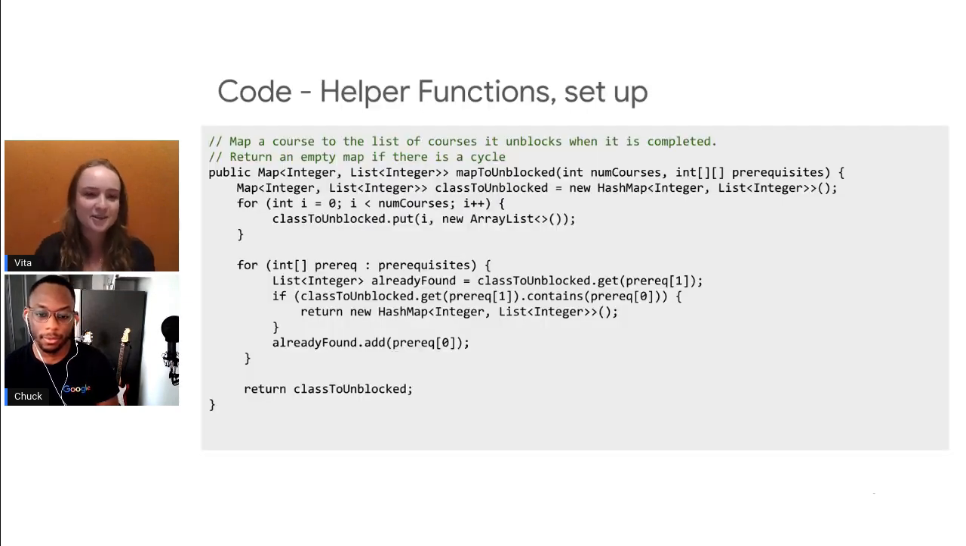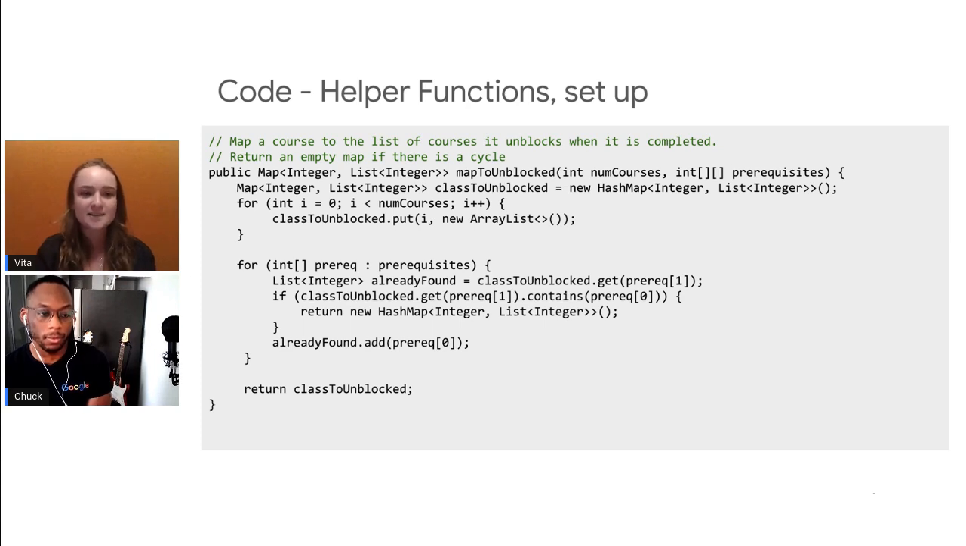Awesome. So let's start putting that into code. So first, let's create a map that maps a course to the list of courses that it unblocks when you complete it. So this code is pretty straightforward. I'm looping through my input. First, I'm going to create this empty class to unblocked map, and then I'm going to actually populate it. While I'm here, I noticed that I'm also looping through all the courses, so I might as well do it at the same time. I'm going to look for cycles here.